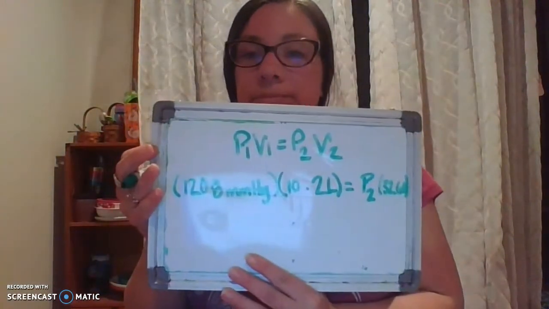So 1,208 millimeters of mercury times 10.2 liters is equal to pressure 2, which is what we're looking for, times 32.6 liters, which is my volume. Then I'm going to solve for P2. 1,208 times 10.2 divided by 32.6 gives me a pressure, rounded to 3 sig figs because that's what I've been given in the problem, of 378 millimeters of mercury.